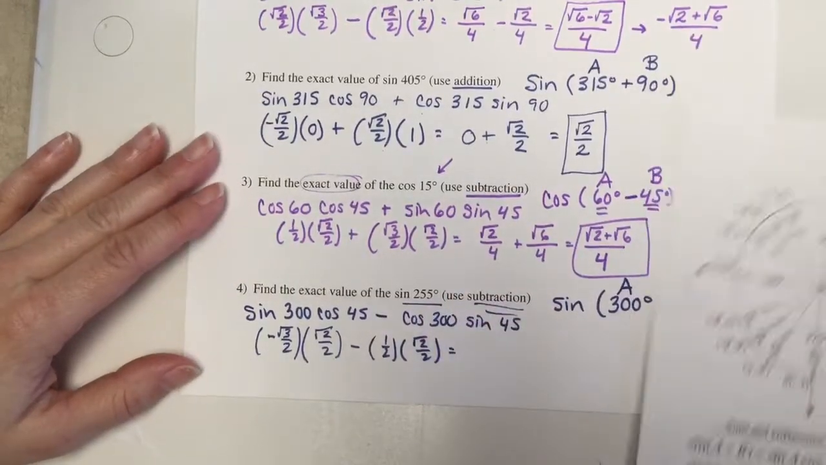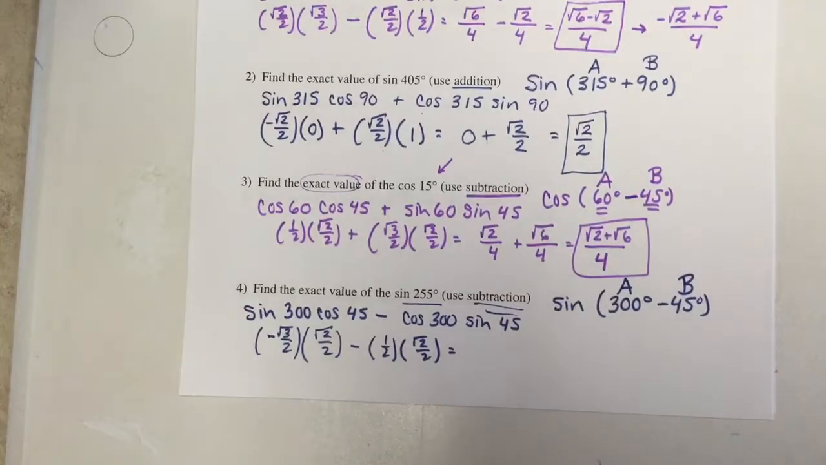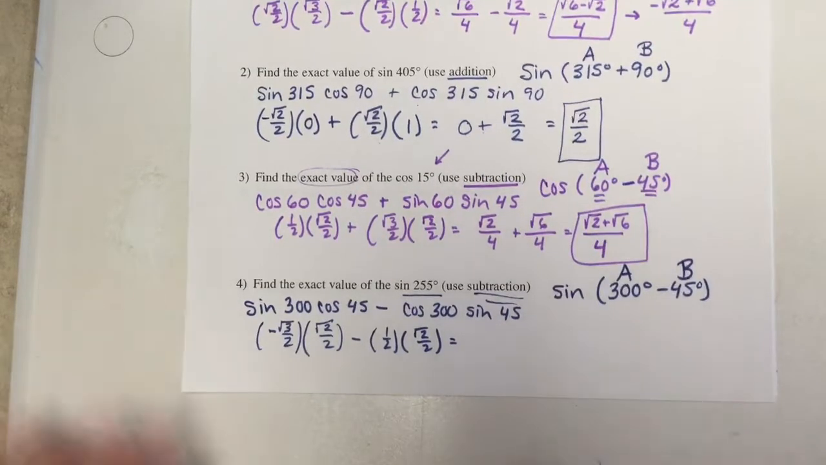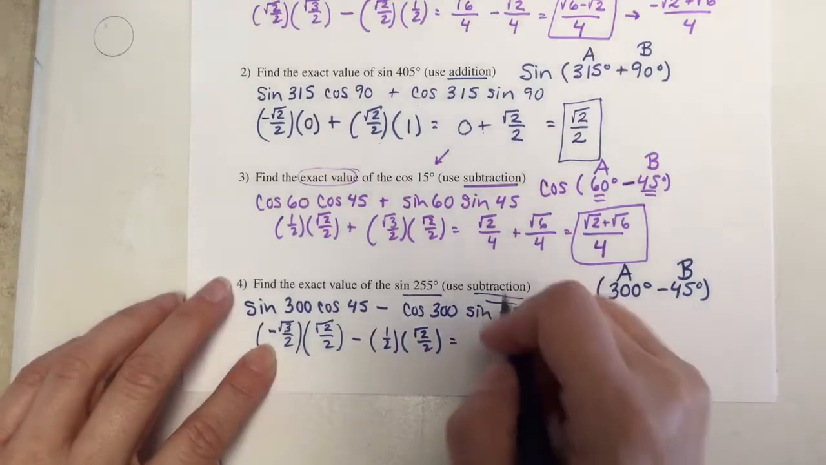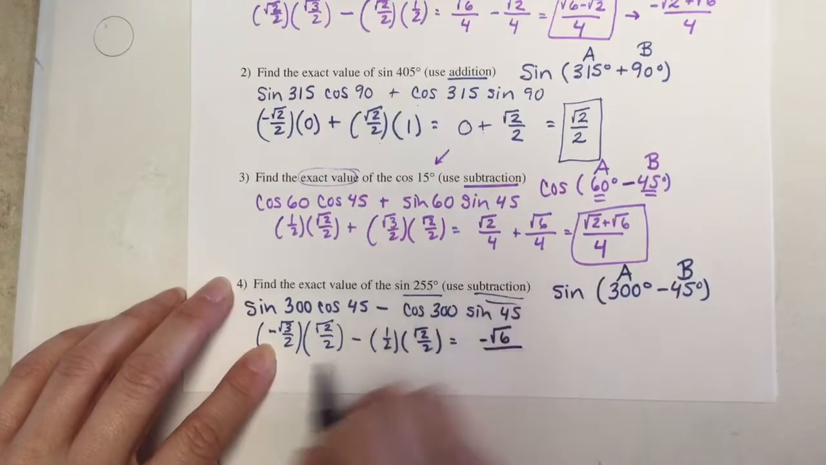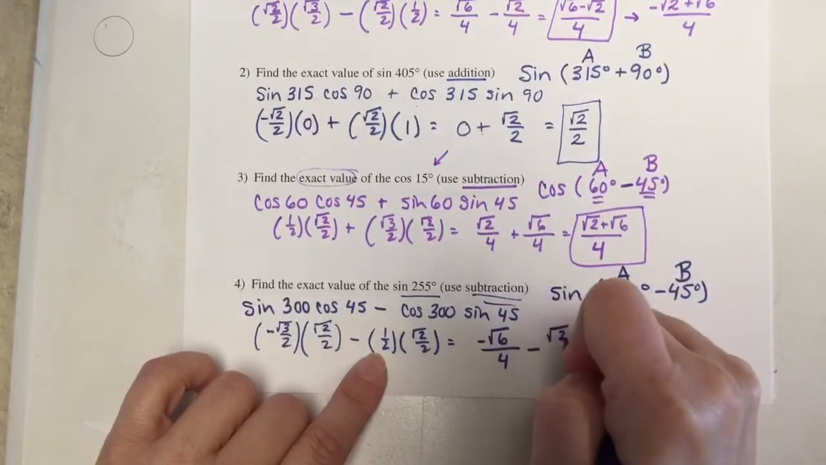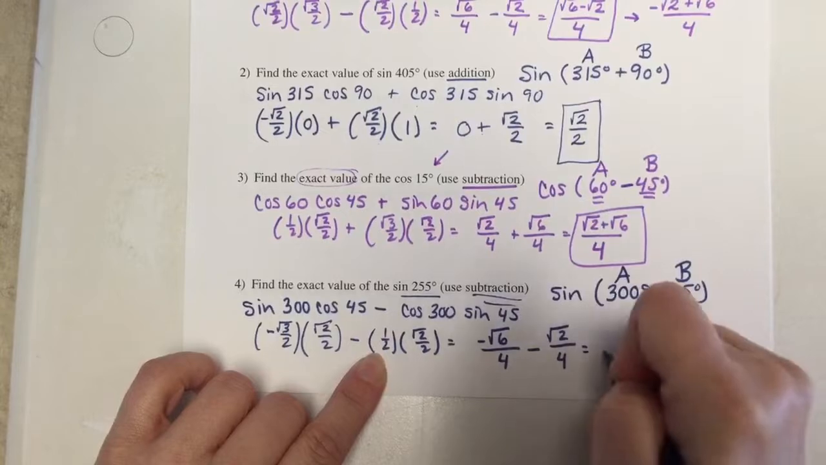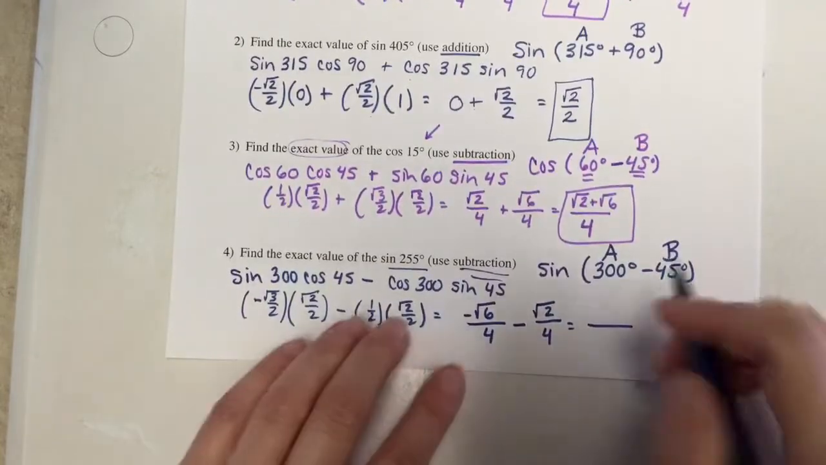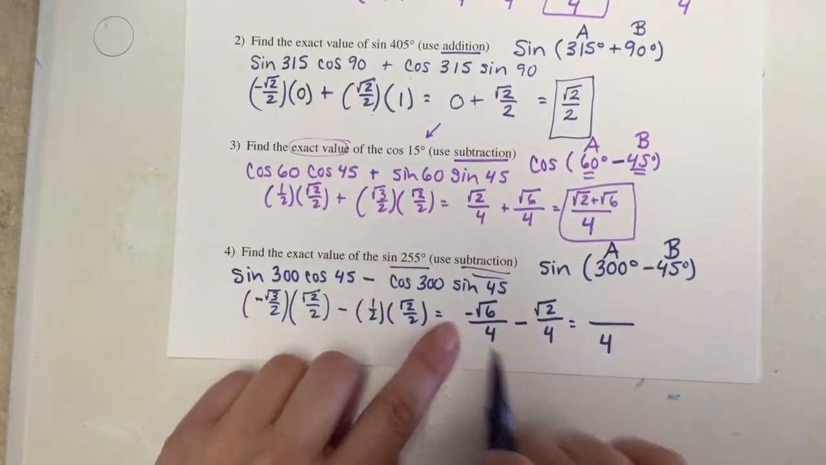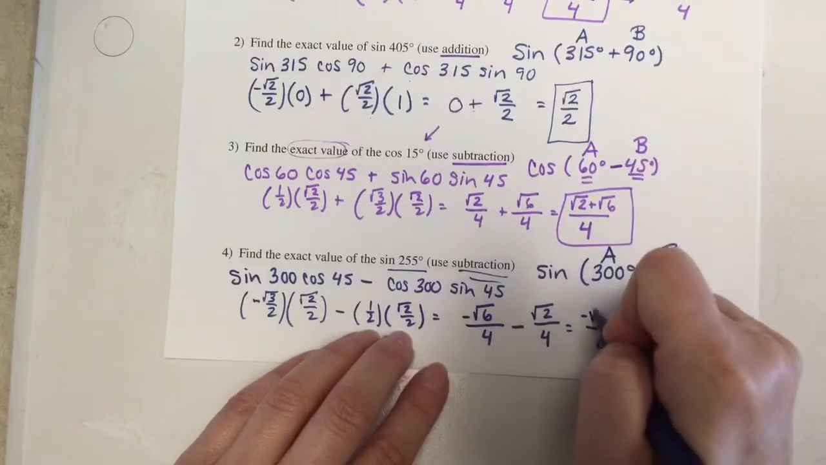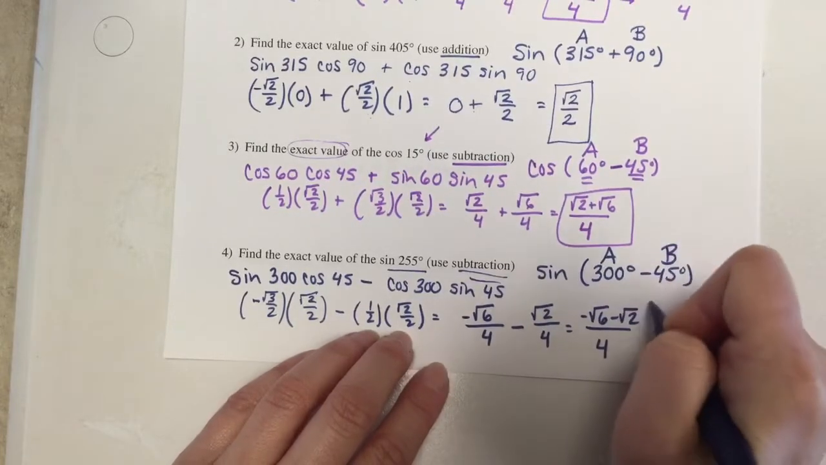So you will notice as you're going through these, your answers always look very, very similar. Where it's going to vary is on the top, where are your positives and your negatives. So don't be alarmed if it feels like you're getting the same answer all the time. Negative square root of 3 times the square root of 2 is a negative square root of 6. 2 times 2 is 4. Minus 1 times the square root of 2 is the square root of 2. 2 times 2 is 4. Again, we have our common denominator. Carry that 4 over. These are not like terms, so I have a negative square root of 6 minus the square root of 2.